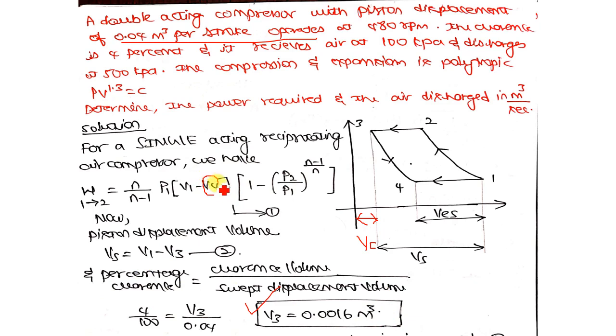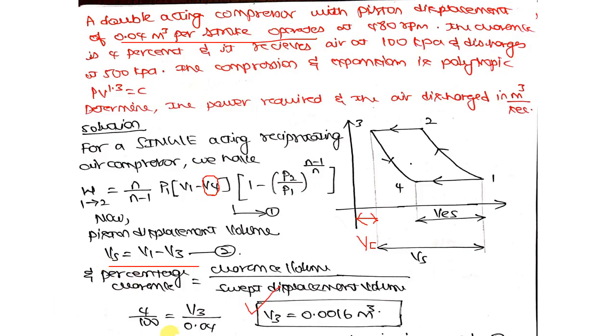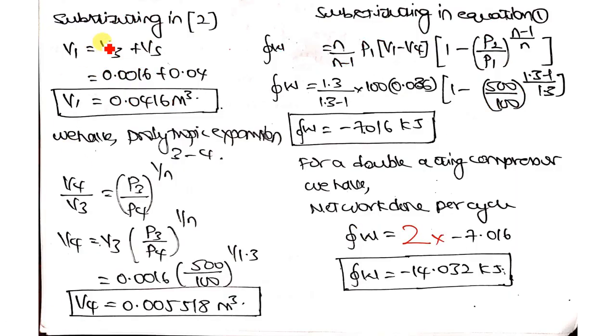Okay, next. Now, in this particular equation, Vs equals V1 minus V3. You know the value of Vs, which is given. The V3 value we have just calculated here. So you can calculate the value of V1, right? That is what I have done here. V1 equals V3 plus Vs. Just substitute the values and you'll get the value of V1 to be 0.0416 meter cube.